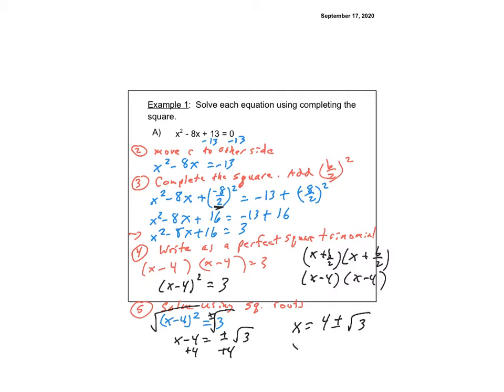You'll also see it written like this: plus or minus the square root of 3, plus 4. Either one of those works. Most of the time, however, you'll see textbooks writing their answers with the 4 first.